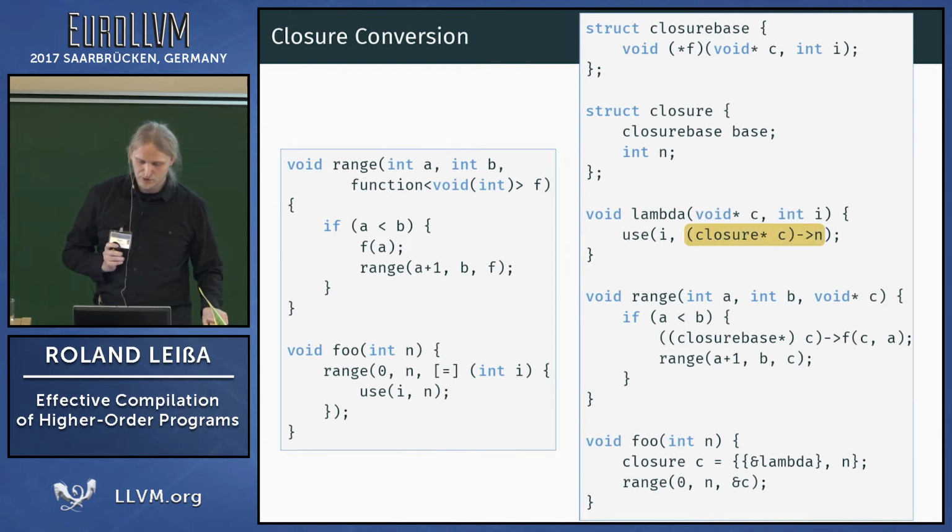Then we have some weird pointer casts over there to actually get the data here. This is the actual function range, where we equip the range function with a pointer to that closure. Some weird casts again. And here we have the actual function foo, where we pack this closure and pass that to range. So this is what Clang is doing, and this is why everything looks so cluttered.